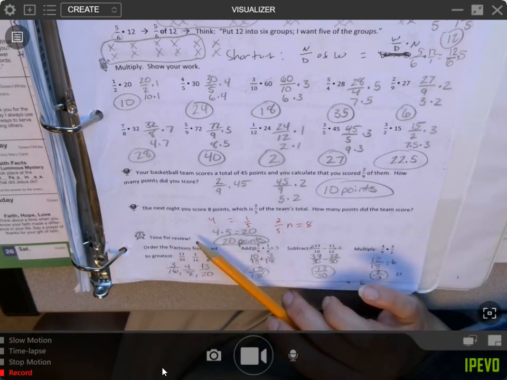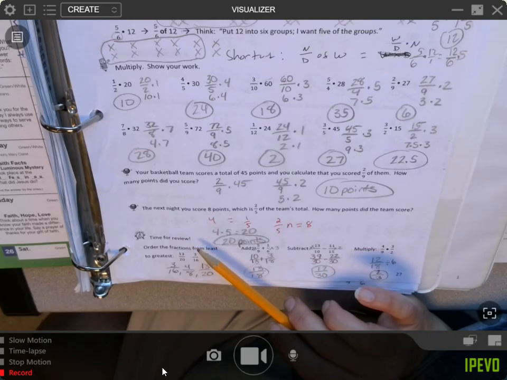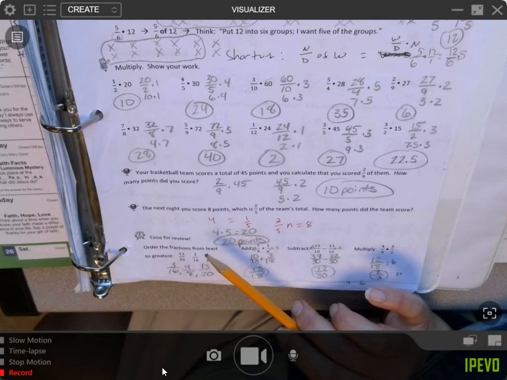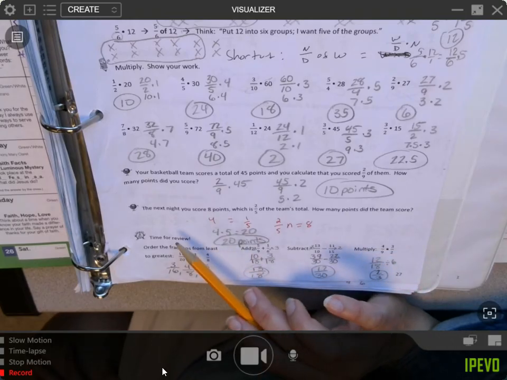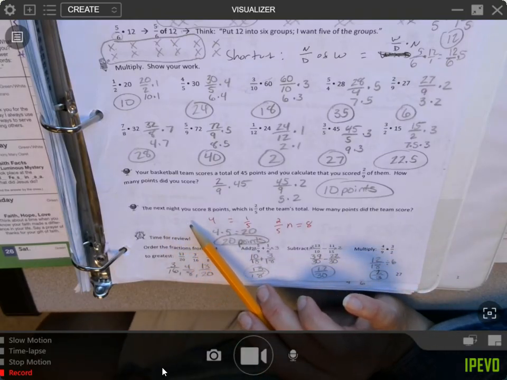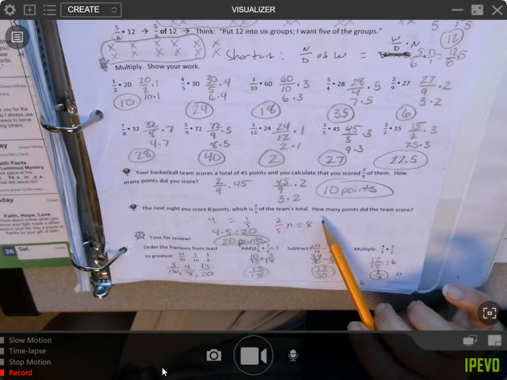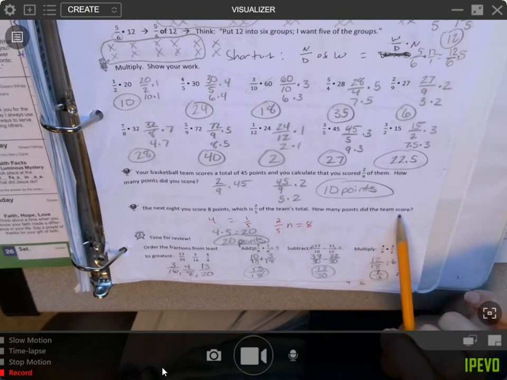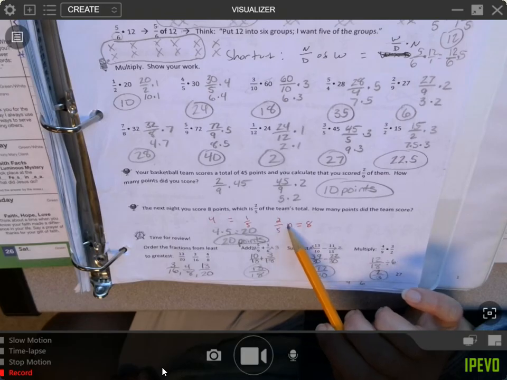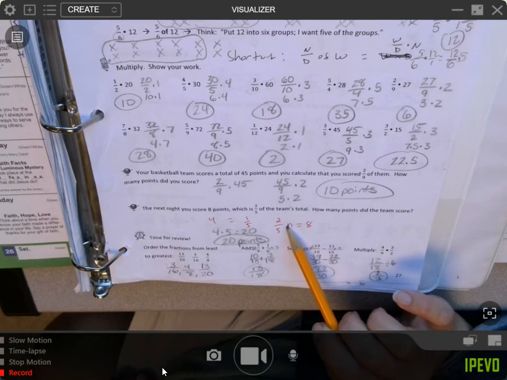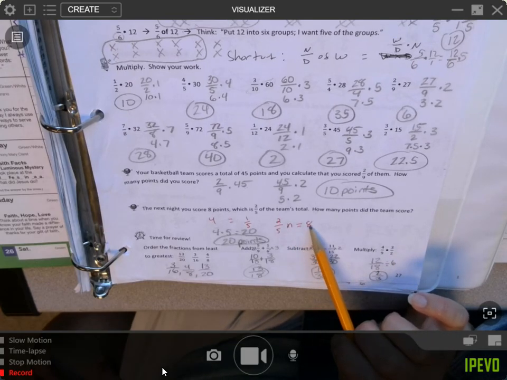Now the next one I said was a tricky one. And it's okay if we did not get the right answer, but we're going to figure out how to solve it. Remember, when we take that math test, we will have tricky questions. And we need to have that experience of working through those harder questions. So the next night, you score 8 points, which is 2/5 of the team's total. How many points did the team score? So 2/5 of, we don't know how many, right? We don't know what that total points was. That's what we want to find, equals 8.